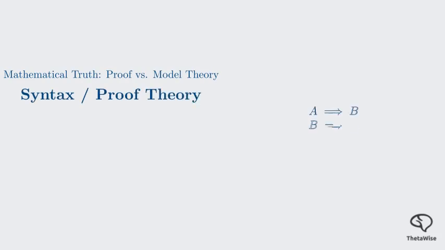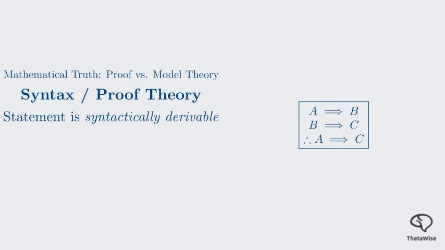To deepen our understanding of mathematical truth, we must distinguish between two ways of looking at it: proof theory and model theory. Proof theory is about the syntax. It's like checking if a sentence is grammatically correct according to the rules of the system. In proof theory, a statement is true if there exists a finite sequence of logical steps leading from the axioms to that statement. We say the statement is syntactically derivable.